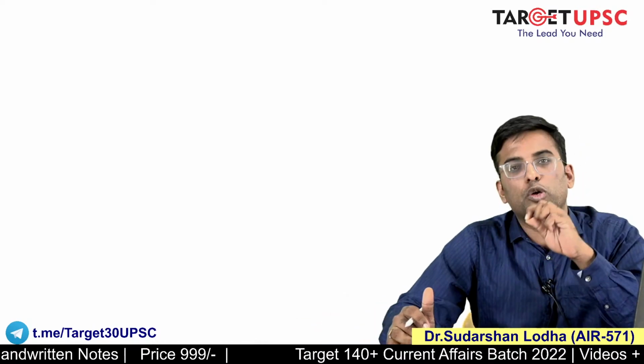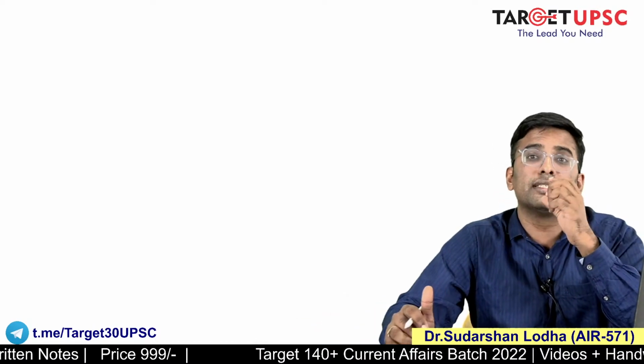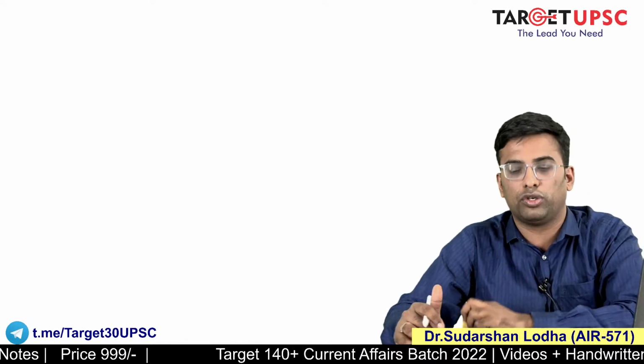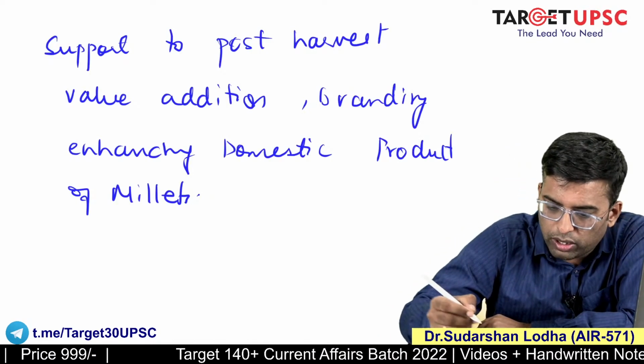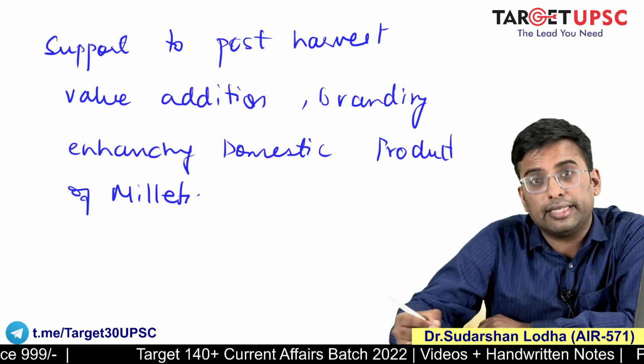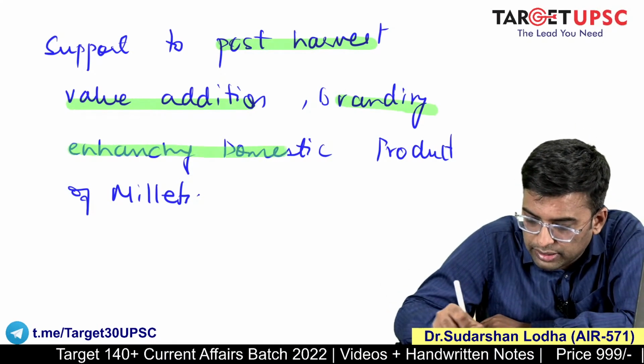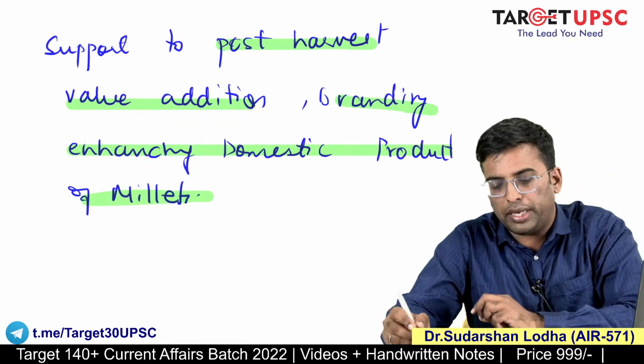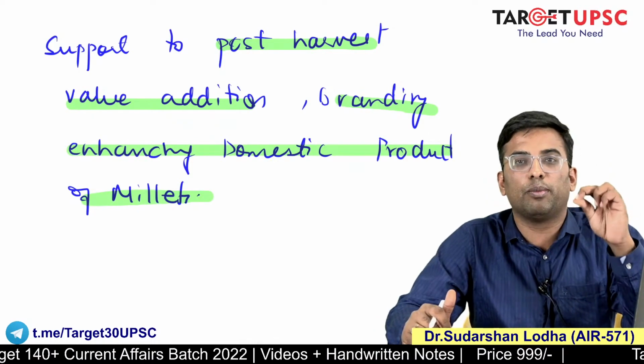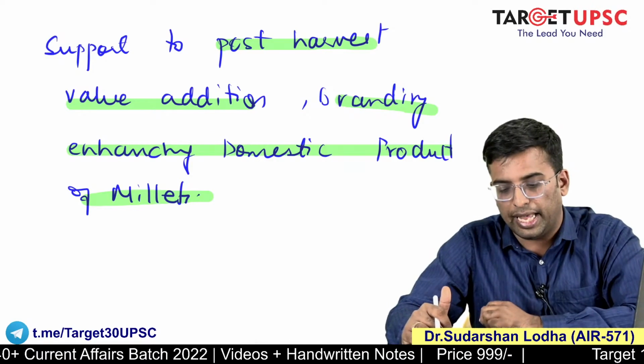Next is I want to tell you that this year's budget also focus excessively on millets. So there can be a question on millets. That is one of the important things which you should know, that the budget said there would be support for post-harvest value addition, branding and enhancing domestic production of millets. So basically why government of India is supporting millets, I would tell you in detail as we go forward.